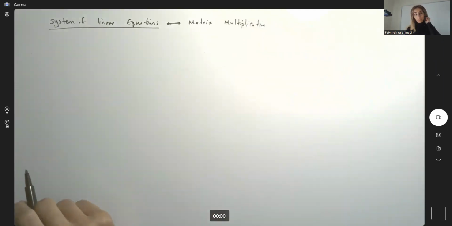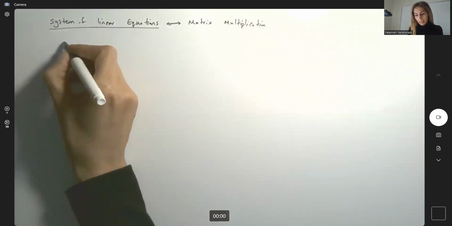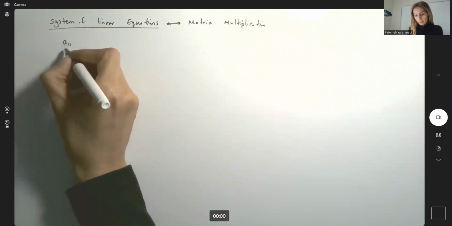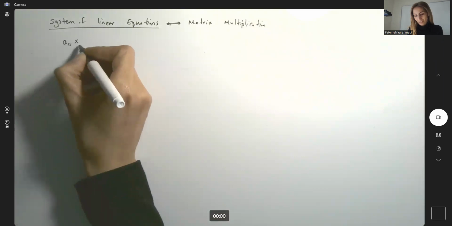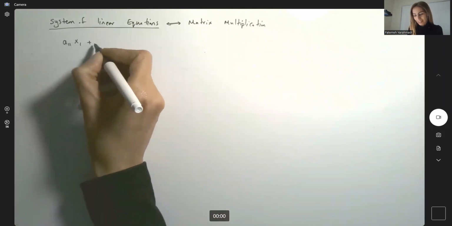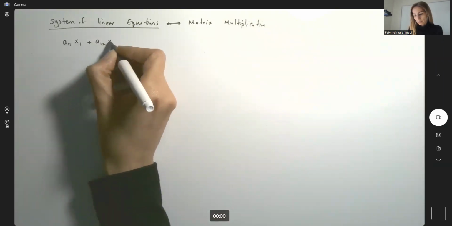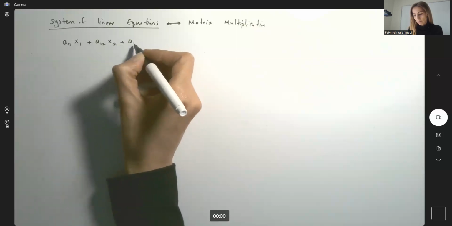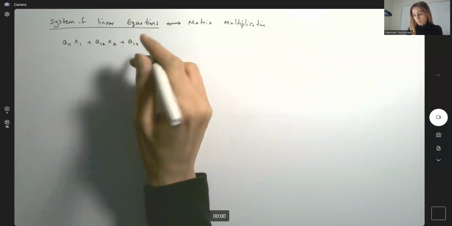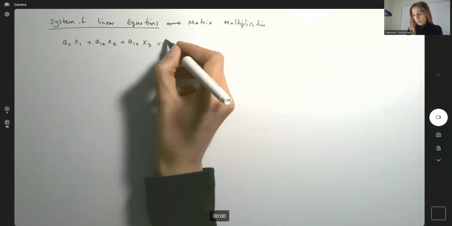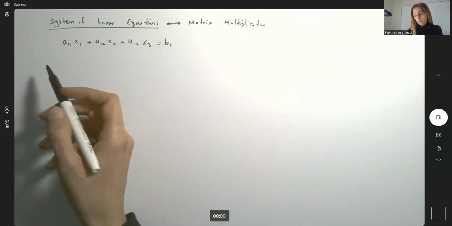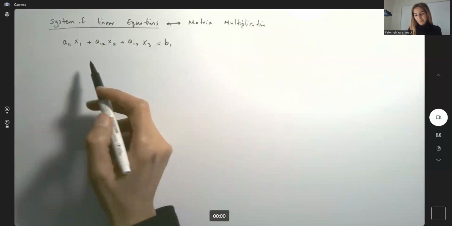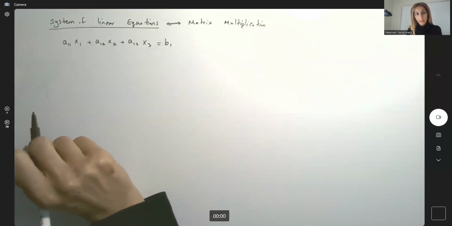So suppose you have a system of linear equations given to you as a sub 1,1, the very first number, times the very first variable, x1, plus a sub 1,2, x2, plus a sub 1,3, x3, equals b sub 1. This is your very first equation. It represents a plane because it has 1, 2, 3 variables.